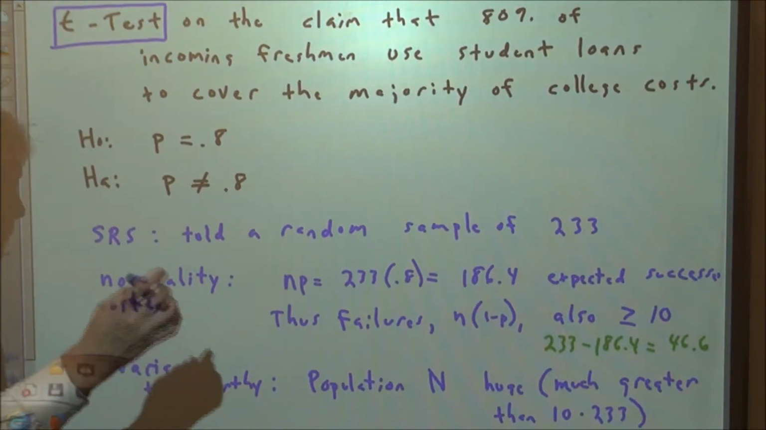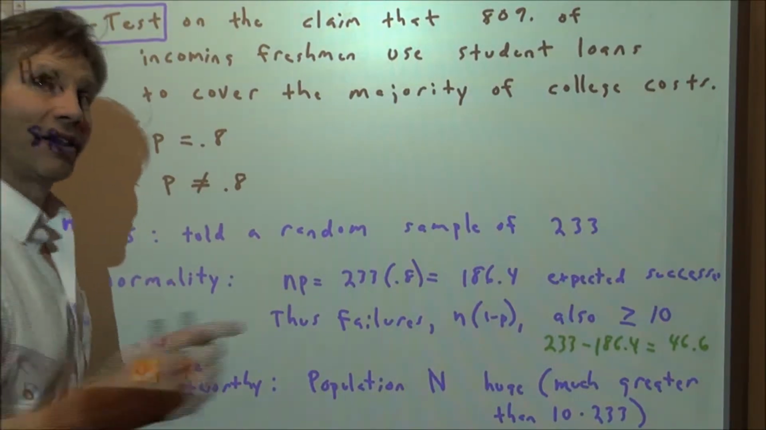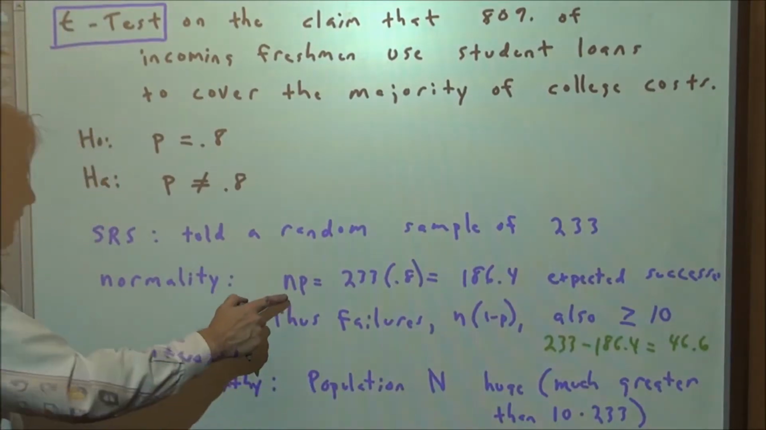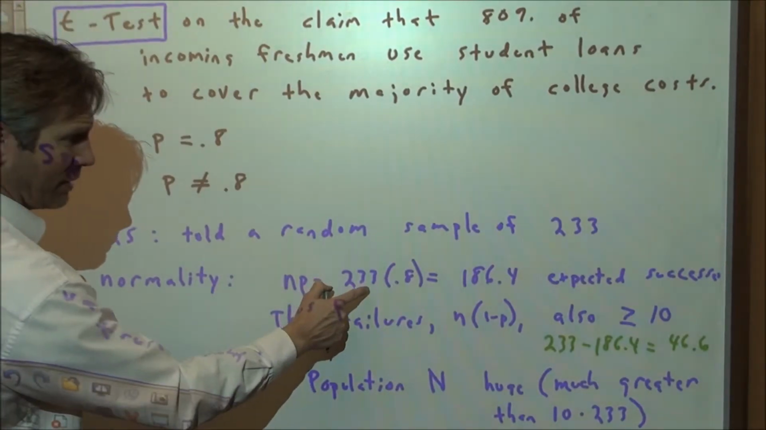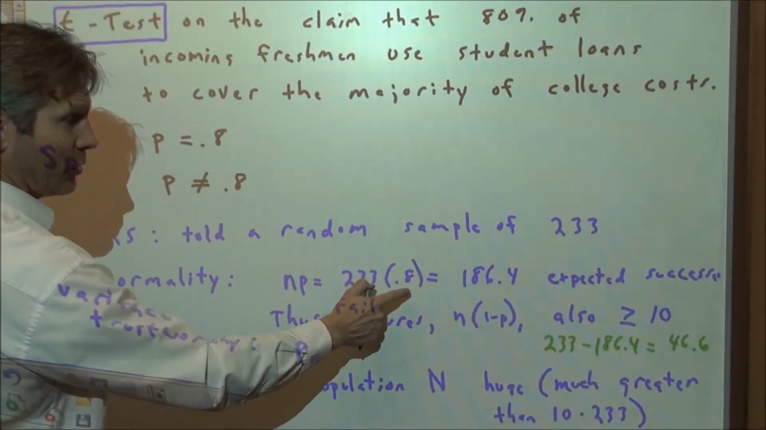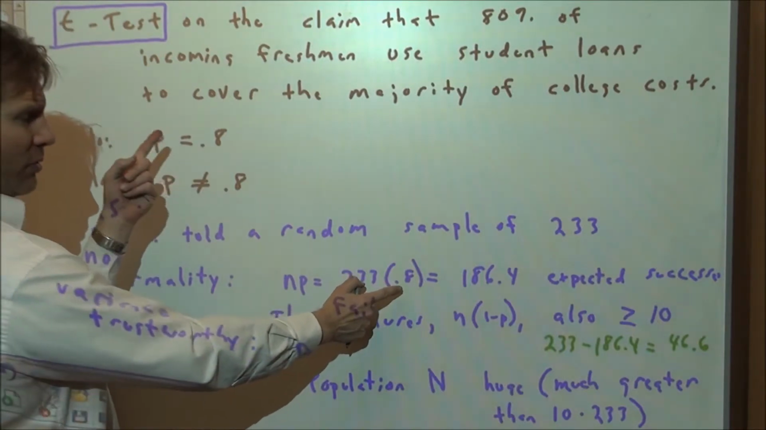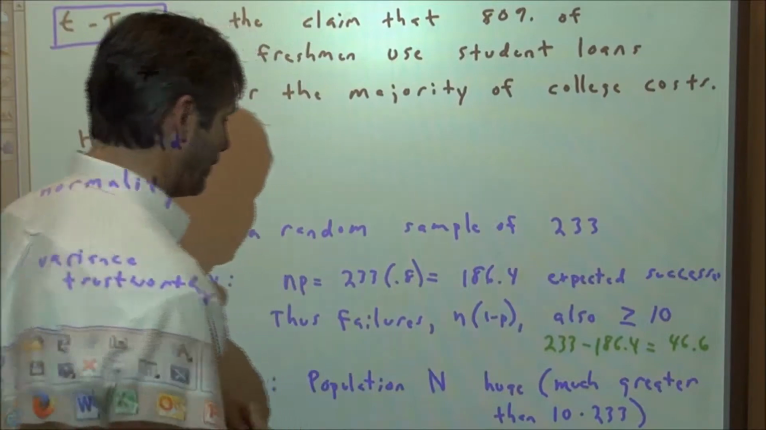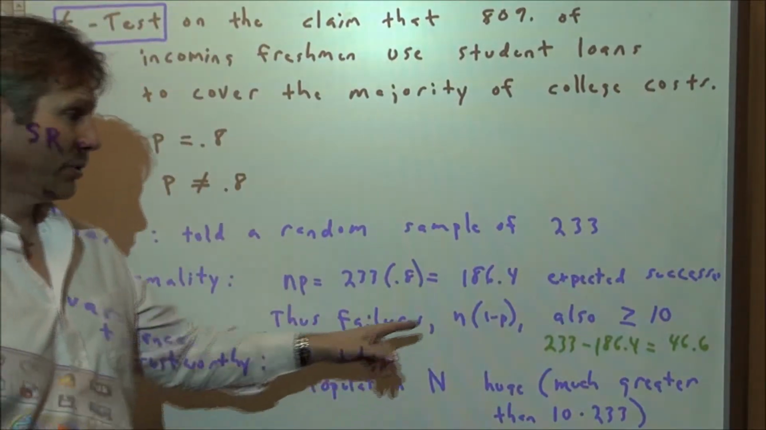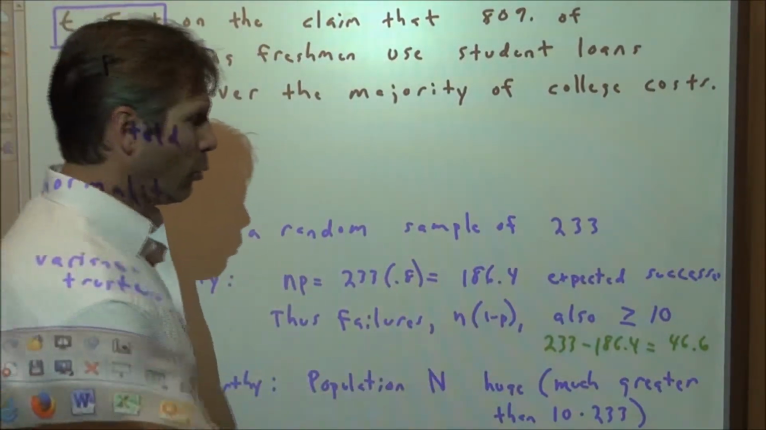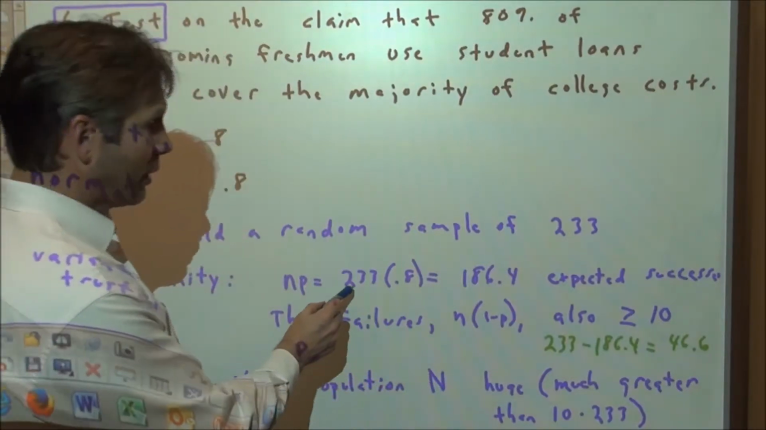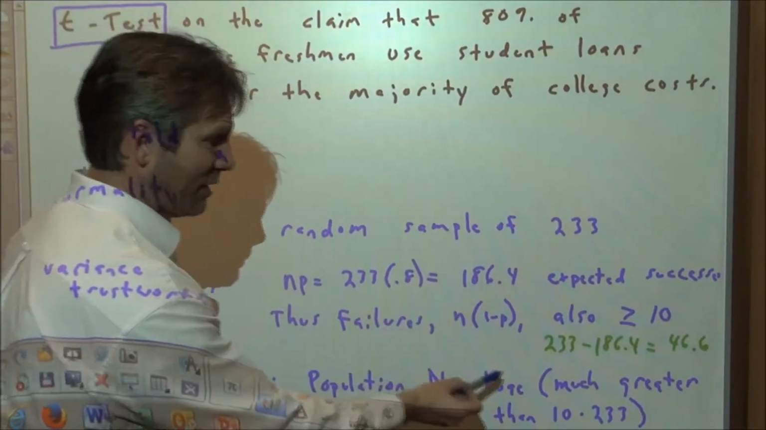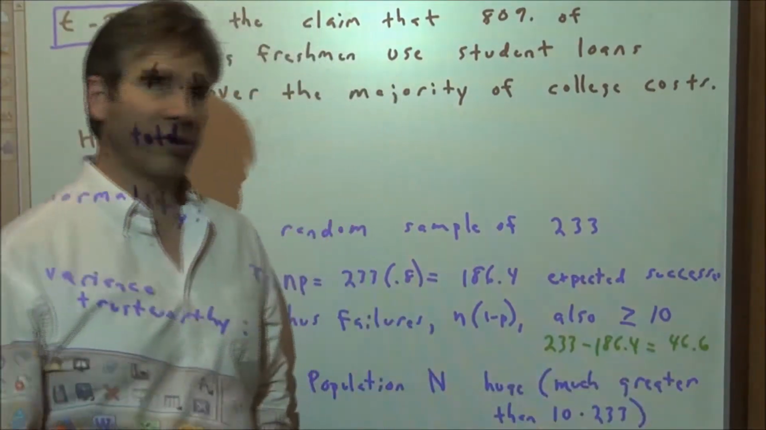Normality: we test for normality with proportions, unlike with sample means, by taking the expected number of successes, the sample size times the assumed proportion in the null. Always assume the null is true. That gives us 186.4 expected successes. So the number of failures, n times 1 minus p, would be 233 minus that many successes, so that would give you 46.6 failures.